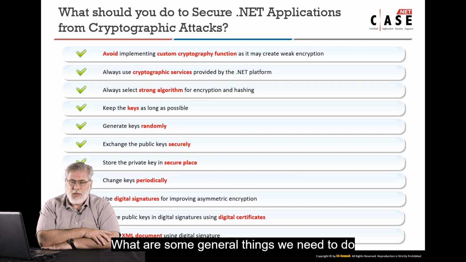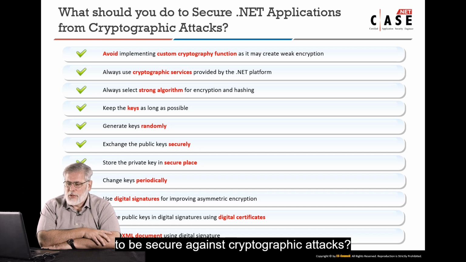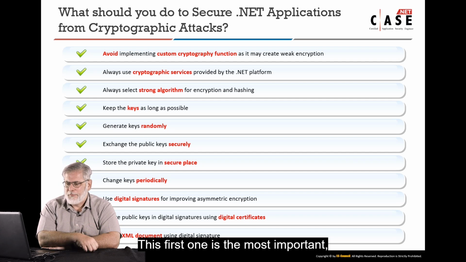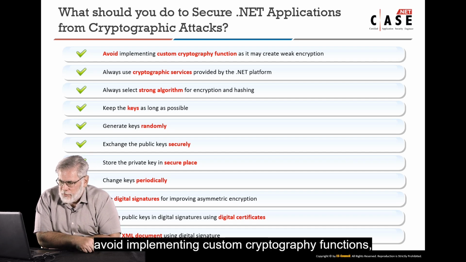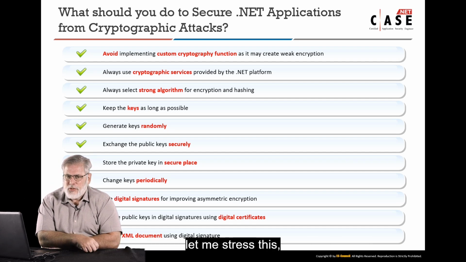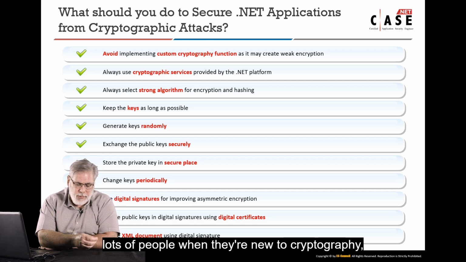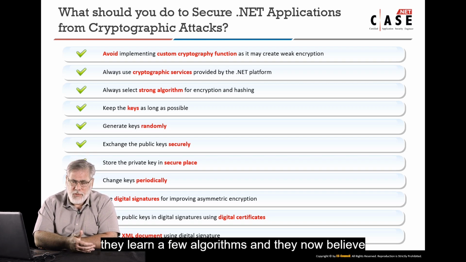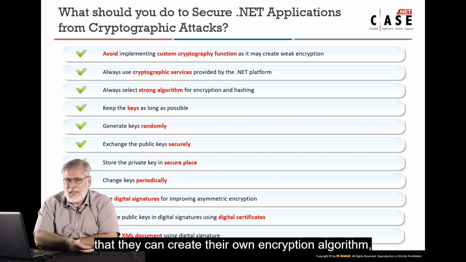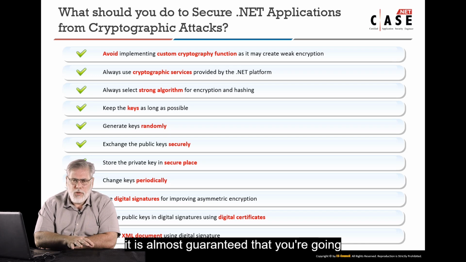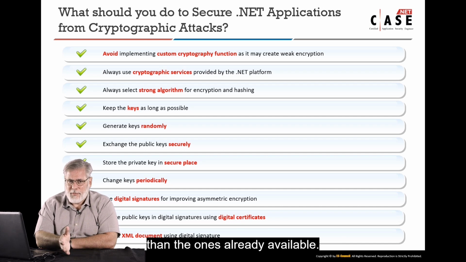What are some general things we need to do to be secure against cryptographic attacks? This first one is the most important. Avoid implementing custom cryptography functions. Let me stress this. Lots of people, when they're new to cryptography, learn a few algorithms, and they now believe that they can create their own encryption algorithm. It is almost guaranteed that you're going to make an algorithm that is far weaker than the ones already available.